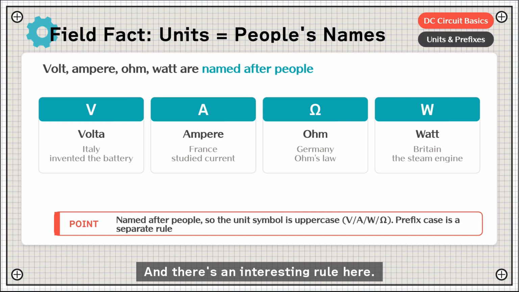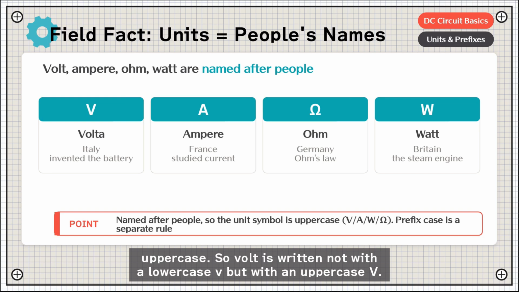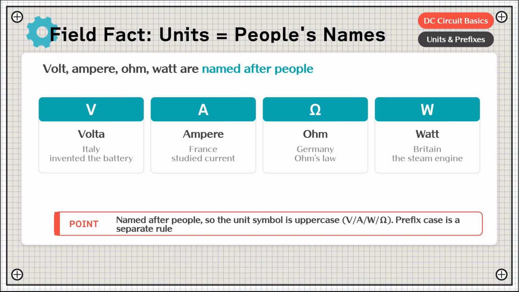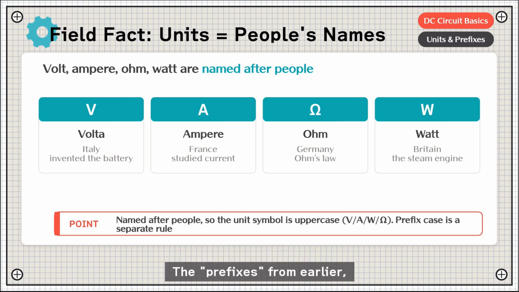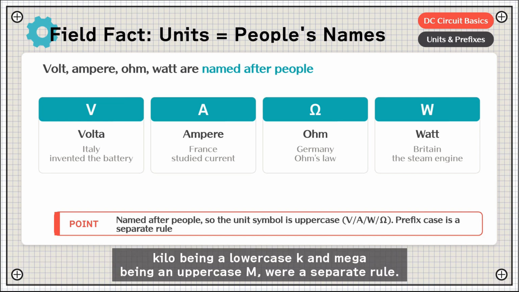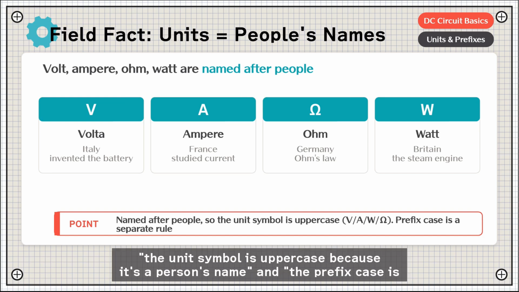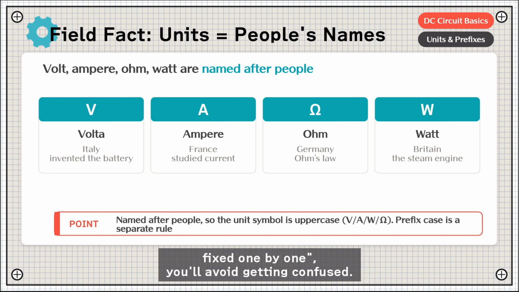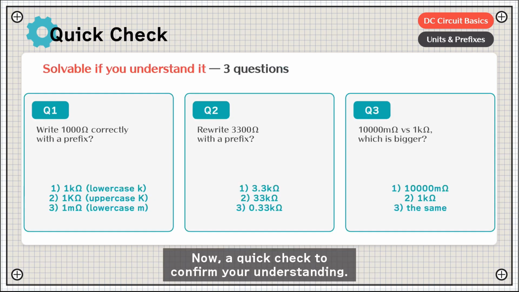And there's an interesting rule here. A unit that comes from a person's name has the rule that its symbol is written uppercase. So volt is written not with a lowercase v, but with an uppercase V. But be careful about one thing. This is a story about unit symbols. The prefixes from earlier, kilo being a lowercase k and mega being an uppercase M, were a separate rule. If you keep these two apart, the unit symbol is uppercase because it's a person's name, and the prefix case is fixed one by one, you'll avoid getting confused.